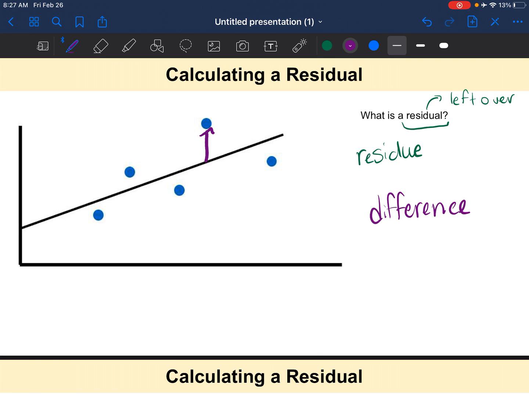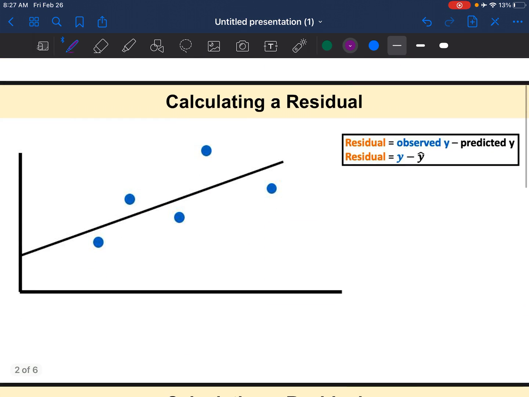It's looking at the difference, the distance between our point and the predicted value. So everything here in purple, that's a residual. It's what's left over. It's that space between. So how can I calculate it? A residual here is going to help us find out how far our points are from our prediction.